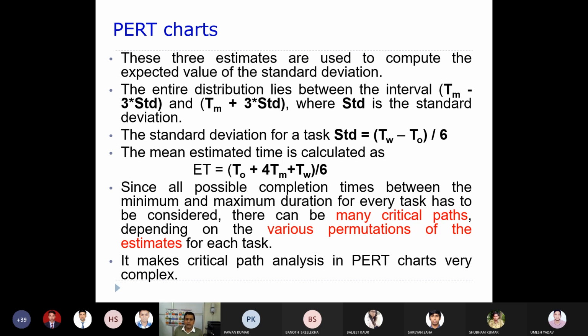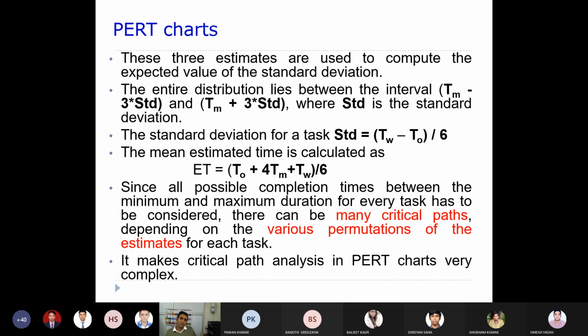That means you are giving one weight to To, 4 times weight to Tm, and one time weight again to Tw. This way, the average estimated time can be calculated using this equation. So even given Tw, Tm, To, you can get this estimated time using any normal distribution.